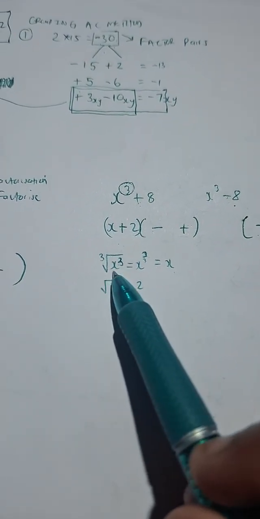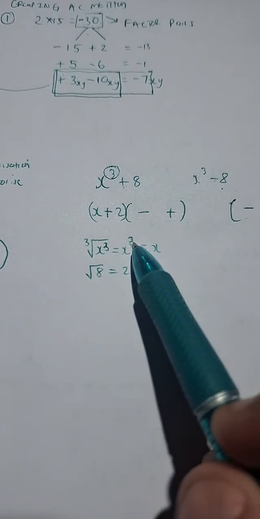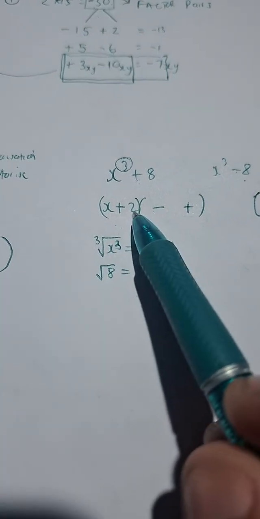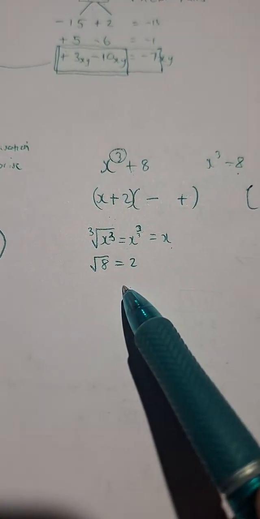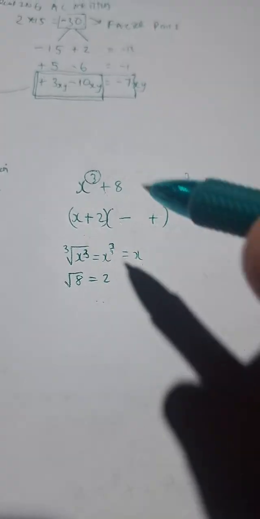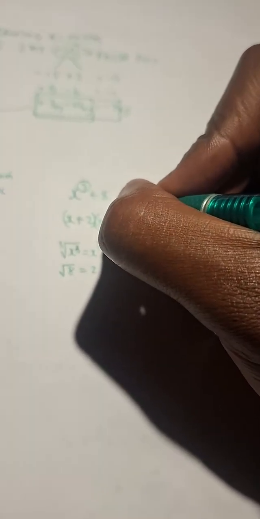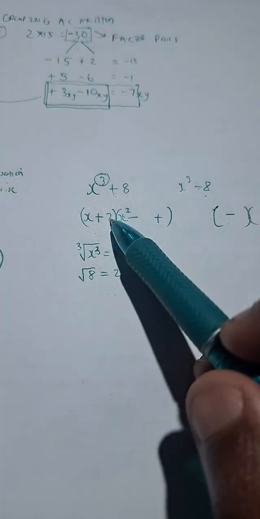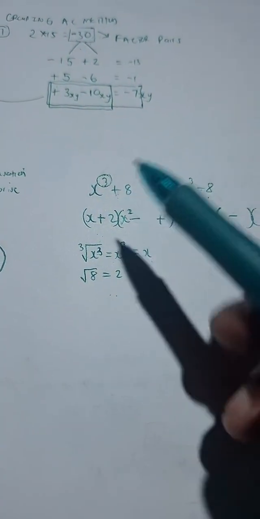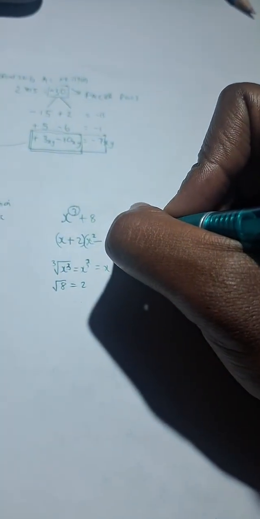Where did the x come from? The cube root of x cubed. Where does the 2 come from? The cube root of 8. Okay? Then, to get the first term in the trinomial bracket, x times what is x cubed? It's x squared. For the last term of the bracket, 2 times what gives you 8?